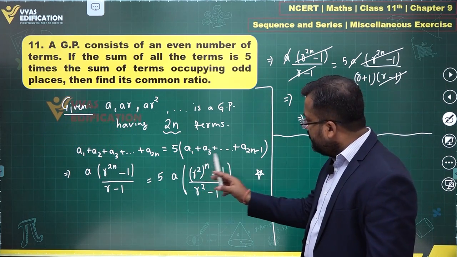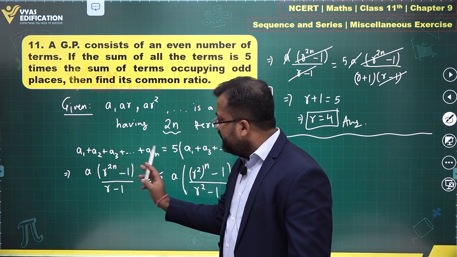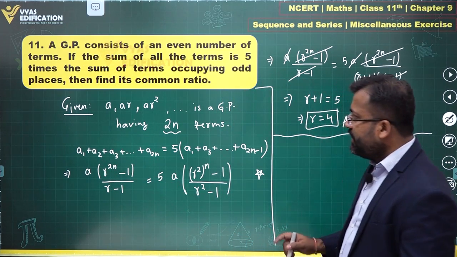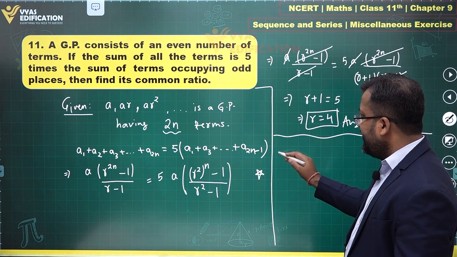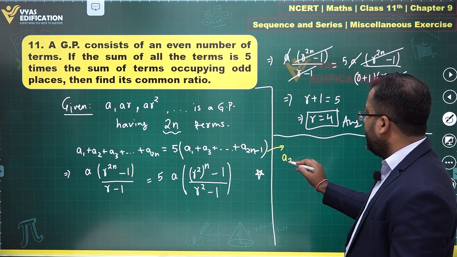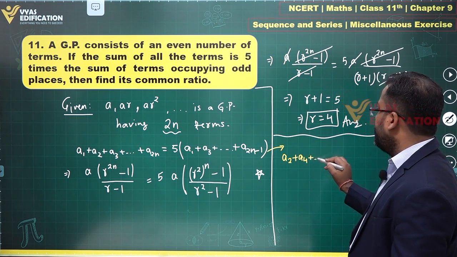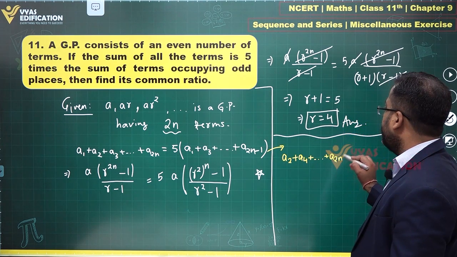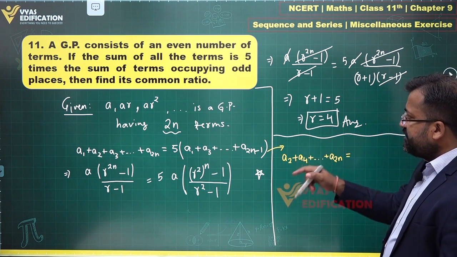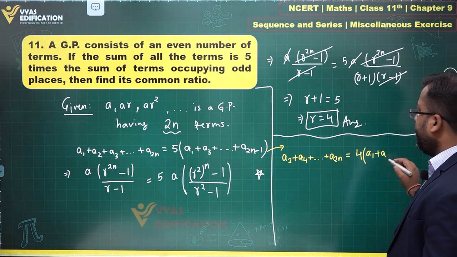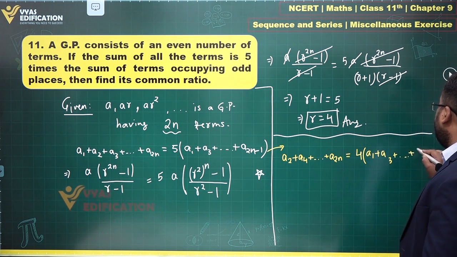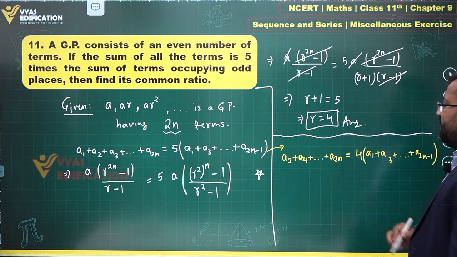You see, there are odd terms and even terms both over here. So from there, can I cancel these odd terms once? So in the LHS, from here, I can also reach a2 plus a4 plus dot dot dot plus a2n, cancelling the odd terms. 5 times a1 minus a1 will be 4 times a1 plus a3 plus dot dot dot a2n minus 1. Yes or no?